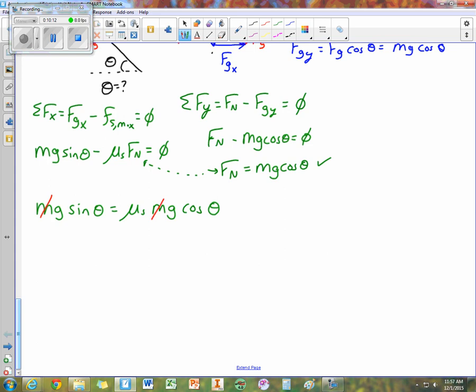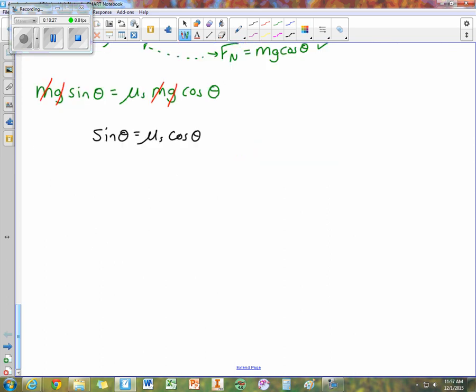It doesn't matter how massive the car is. It doesn't matter what planet we're on. We're left with sine theta equals mu s cosine theta. We can now divide both sides by cosine, and sine divided by cosine is tangent. And there we have it.